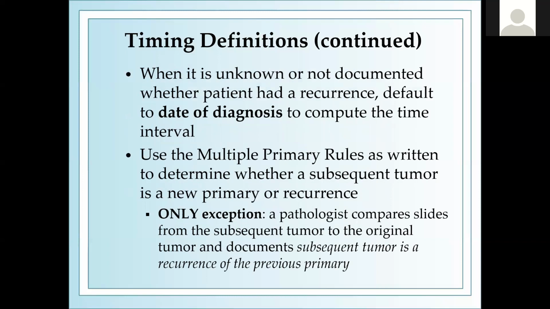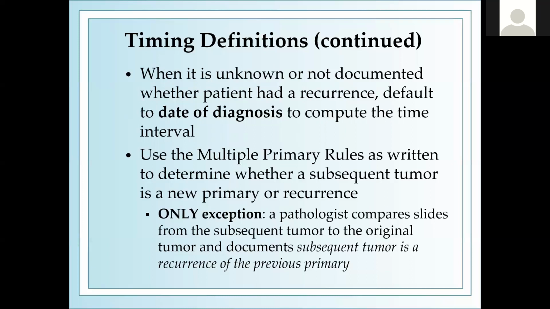If you have a patient that has a recurrence, but you do not know if that patient had a recurrence in the past, then compute the time interval by using the date of diagnosis. You just assume that the patient has not had a recurrence since they were diagnosed. So if the patient was disease-free for 2 years and no one says whether they were disease-free that whole time or not, but there's no documentation that they did recur, we assume that they did not recur.